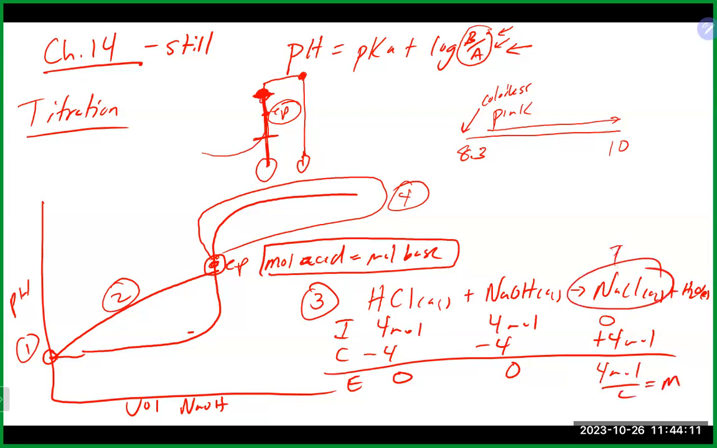Once again, we will have this salt left over at this point, which is a neutral salt, and at the equivalence point of a titration of a strong acid and strong base, you should expect a pH of 7. And again, that's why it's sometimes called an acid-base neutralization reaction. They basically neutralize themselves, and you still should not drink it.